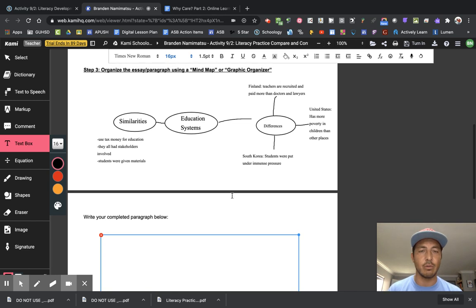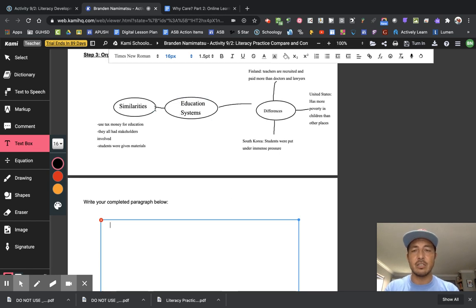So I'm doing all your work for you guys for your tests. This is just an introduction on how to write. So the first thing is a topic sentence. We need to introduce the topic. What is this about? This is about the education systems, that they have similarities and differences. Well, what education systems? Oh yeah, the ones of Finland, South Korea, and the United States. So I'm going to put Finland, United States, South Korea, differences, education systems, and similarities all in one sentence. And that's going to be my topic sentence.